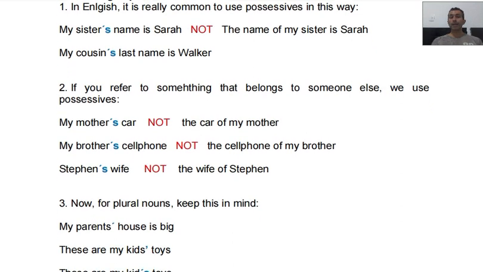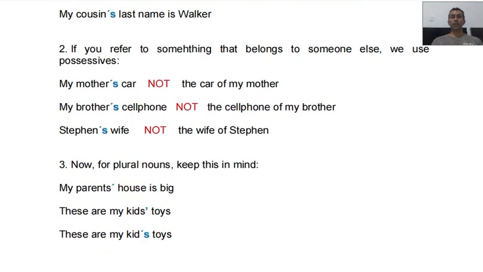Y algo importante acerca de los posesivos. Number 3, now for plural nouns, keep this in mind. Tengan esto en cuenta para los plurales. Por ejemplo, my parents' house is big. Como pueden ver, y si lo tienen presente y si se acuerdan, my parents es ya el plural. Como ya es el plural, pues solamente se le coloca el apóstrofe y la S se omite. Sería incorrecto colocársela, porque ya está en plural. My parents' house is big. La casa de mis padres.